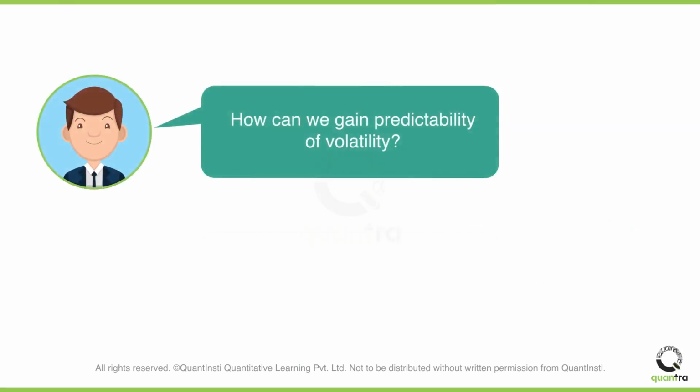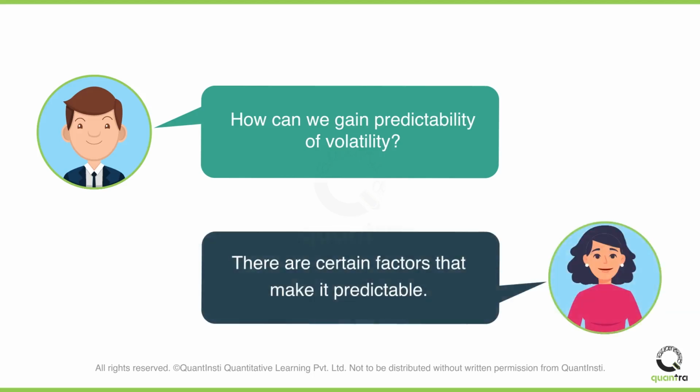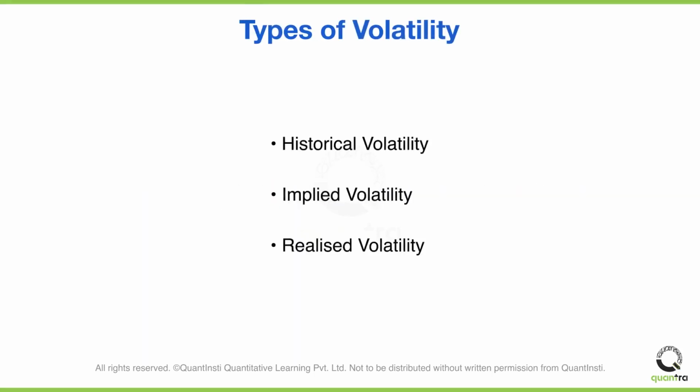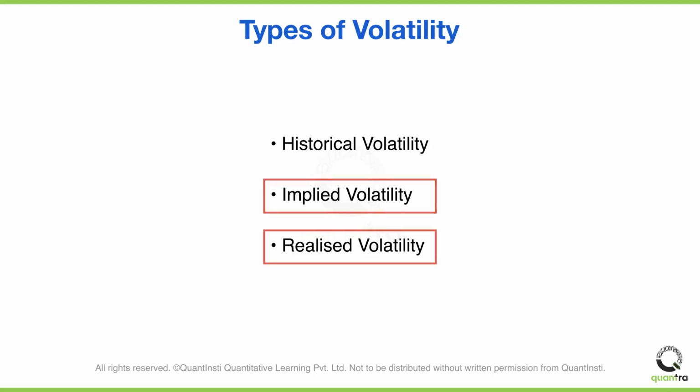How can we gain predictability of volatility? There are certain factors that make it predictable. Let's look at them one by one. The first factor is the strong effect of variance premium. There are typically 3 types of volatility. You can learn more about each of these types by referring to the pre-reading document before this video. But for now, we'll focus on the implied and realized volatility.